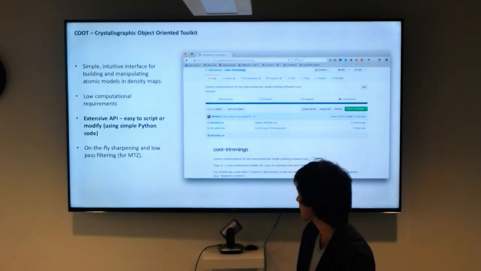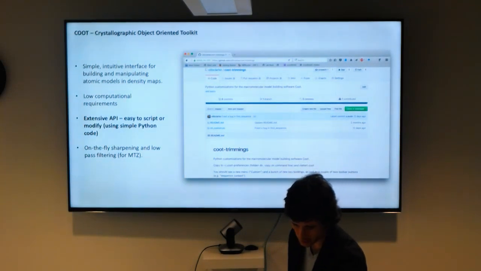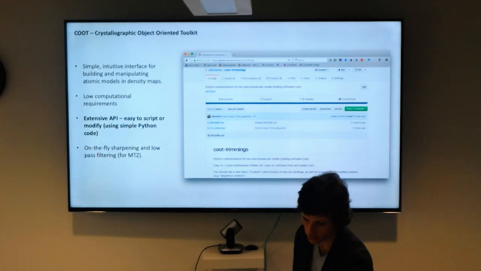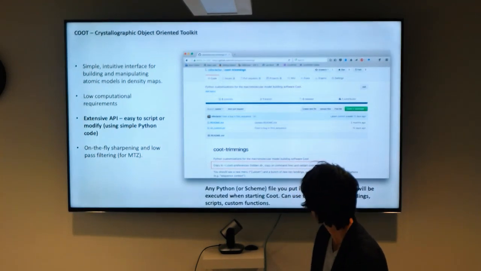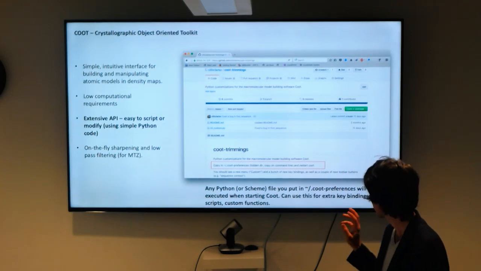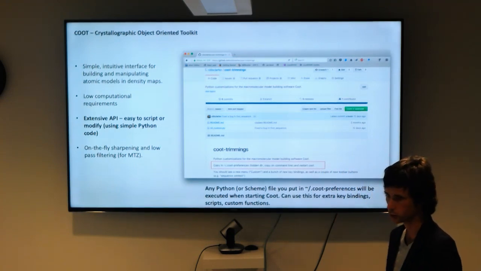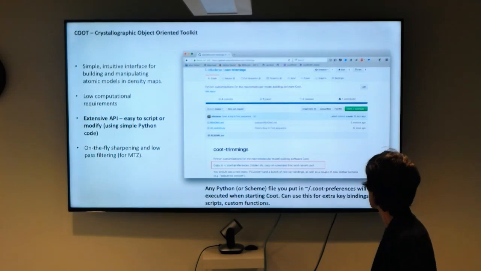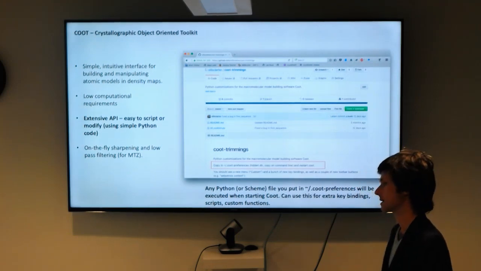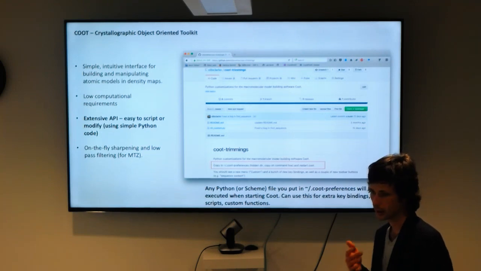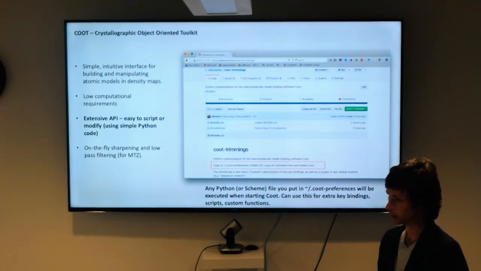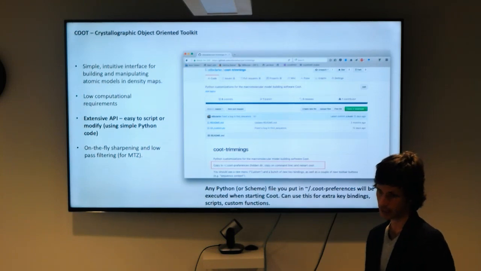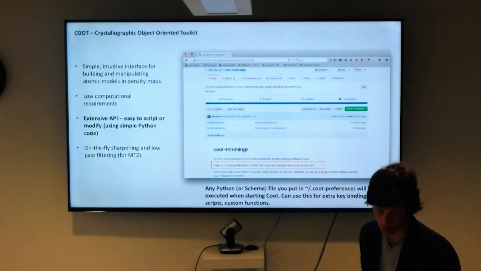So as I mentioned, it's got an extensive API. I've written a bunch of scripts for it that you can download in a package called COOT Trimmings. The way to run one of these scripts is you just copy it to a hidden directory in your home directory called COOT Preferences, and any Python file or scheme, which is a different language, but Python is mostly the one people use these days, that's put in that directory will be executed when you start up COOT. That allows you to define new functions for using the program, and also define custom key bindings, which I would highly recommend because it makes it a lot faster to use the program.